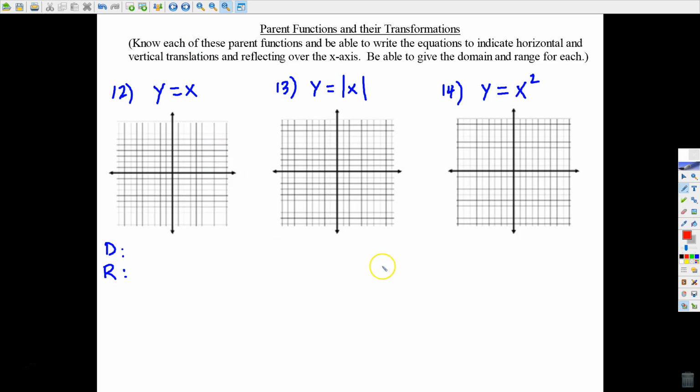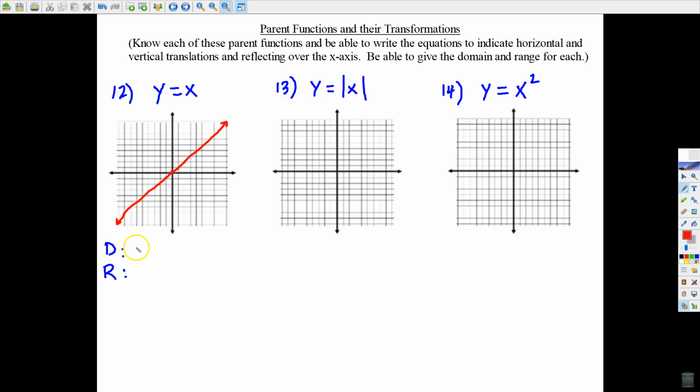Okay, and then finally, to wrap this up, you need to be really knowledgeable of all the parents that we've talked about this year. And I'm just going to run through a quick sketch of these. You have these on your answer slide. The line y equals x, it's kind of hard to see here, but y equals x, of course, has a y-intercept of 0 and a slope of 1. I think I'm just going to do a rough sketch of these. So here's y equals x.